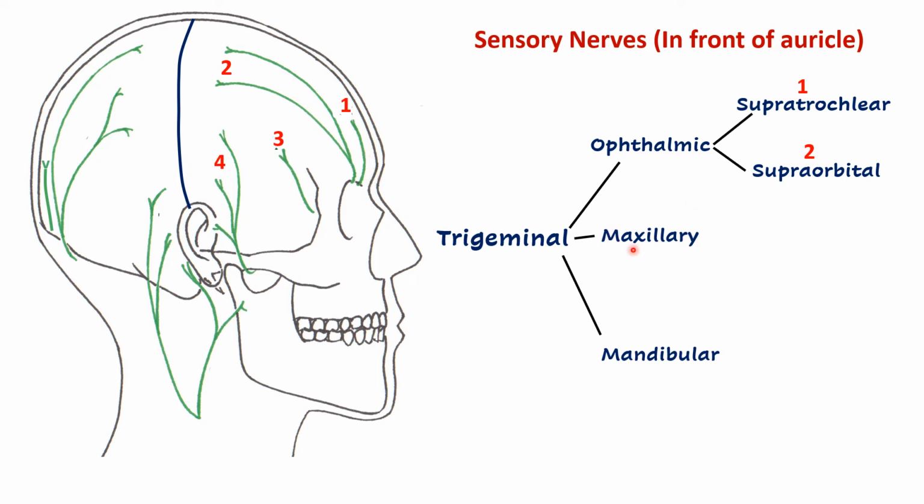Let us see the branch of the maxillary division. Which is that? This is zygomaticotemporal. This is one word only. So now just look at this. This bone is zygomatic. This area is the temporal region, right? So which nerve?